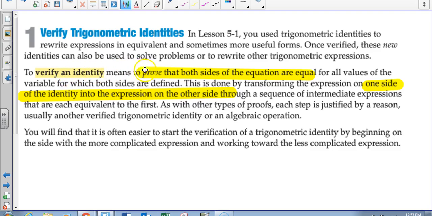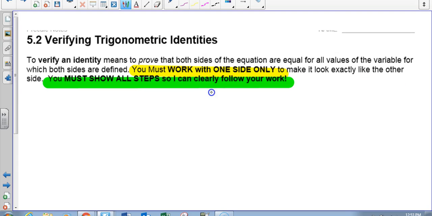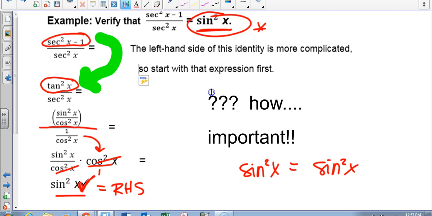To verify an identity, you have to prove that both sides are equal by working with one side of the identity to get it to equal the expression on the other side. You cannot work with both sides. That also means you cannot cross multiply and divide. You can only work with one side, and I need to be able to follow clearly all of your steps. So you can't skip steps like in advanced classes. Sometimes in college they'll let you say it's clear that this goes to this just because you know it. Well, that's not going to happen here. You need to show me all the steps.